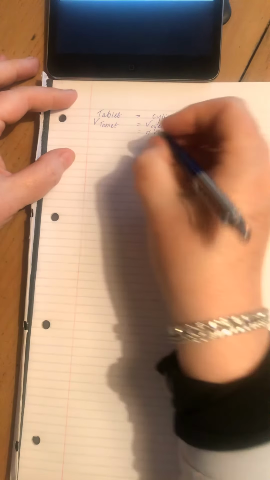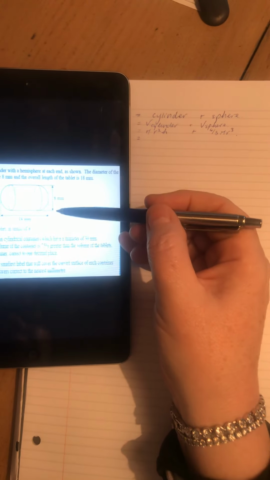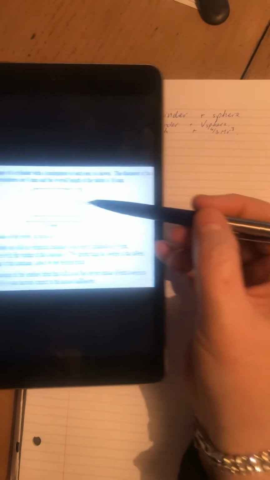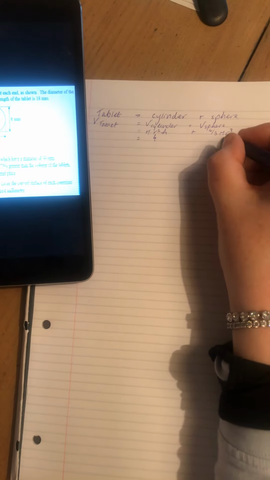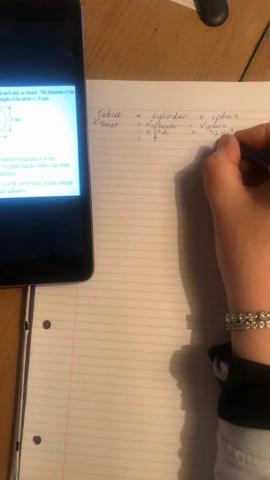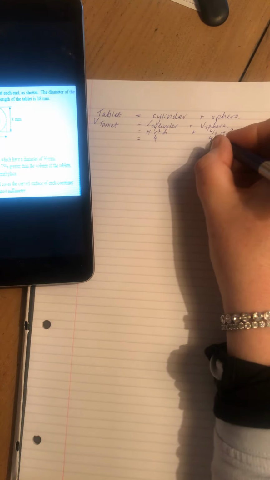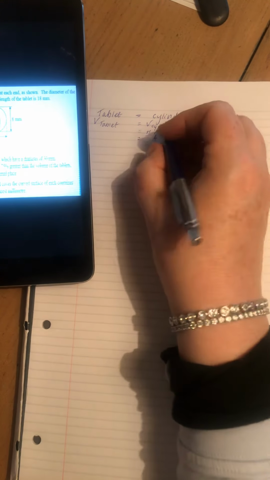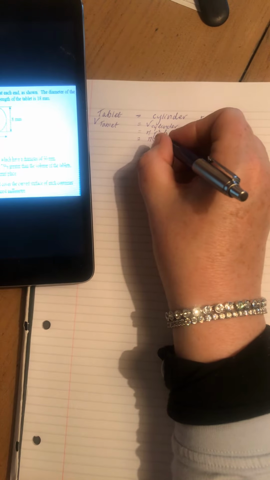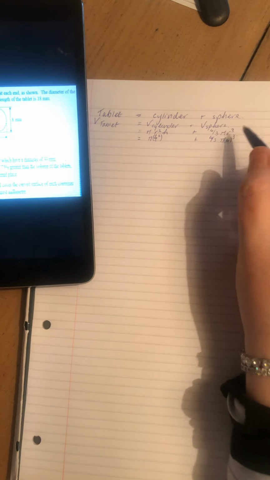Now we need some numbers to put in here. Okay, so we need to get the radius. We know the diameter is 8. Can you see it there? The diameter is 8. The radius is half of that, so the radius is going to be 4. So that's going to be 4, so it's the same for both. That's pi and 4 over 3. That's done. We've pi there. That's squared. So we just need the height.